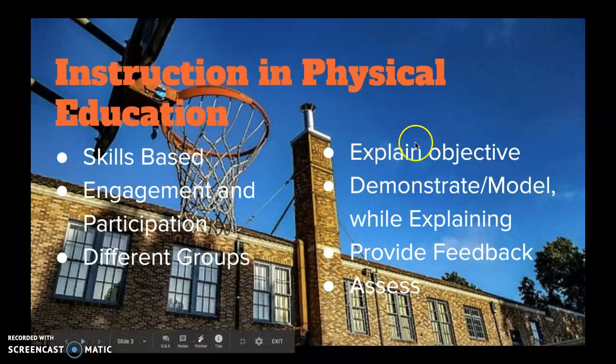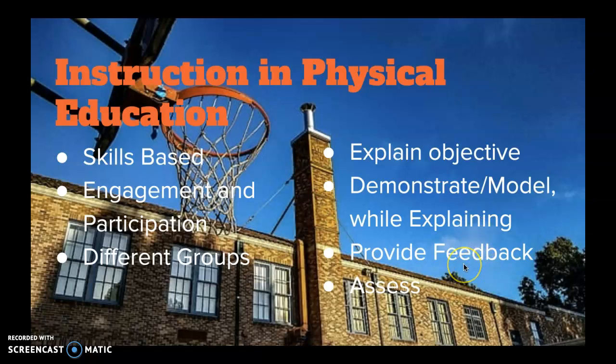And the way that we do that is by first explaining what our objective is for the day. Then we'll follow it by demonstrating, modeling while explaining. So a lot of the times I'll have a student demonstrate what we're trying to get out of the activity, while I'm kind of explaining it and slowly walking through it with students.